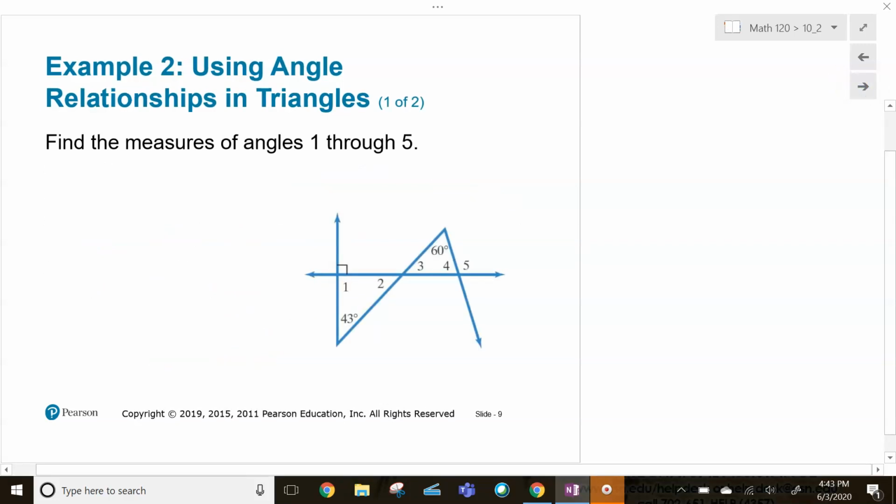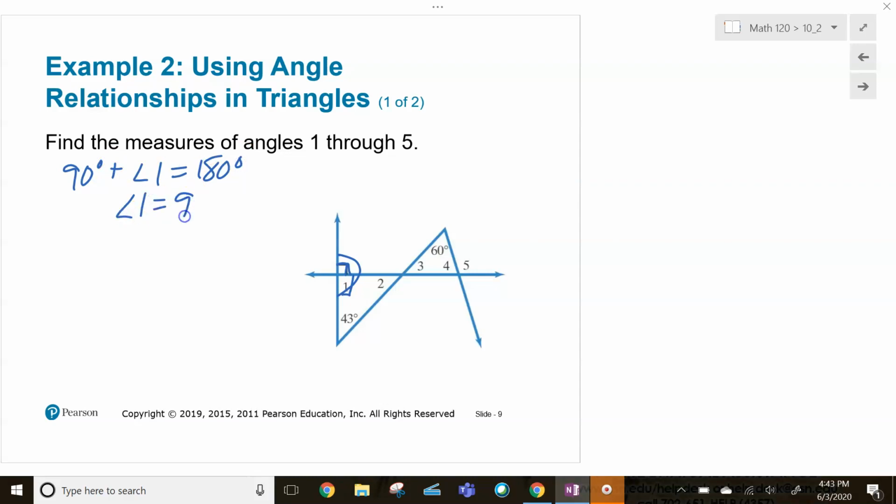All right, let's find the measures of angles 1 through 5 here. The first thing I'm looking at is this right angle right here. If that's 90 degrees, these are forming a straight angle, so this angle 1 has got to be 90 degrees, right? Because the right angle plus angle 1 is 180 degrees. Once we subtract 90 from both sides, angle 1 has got to be 90 degrees.